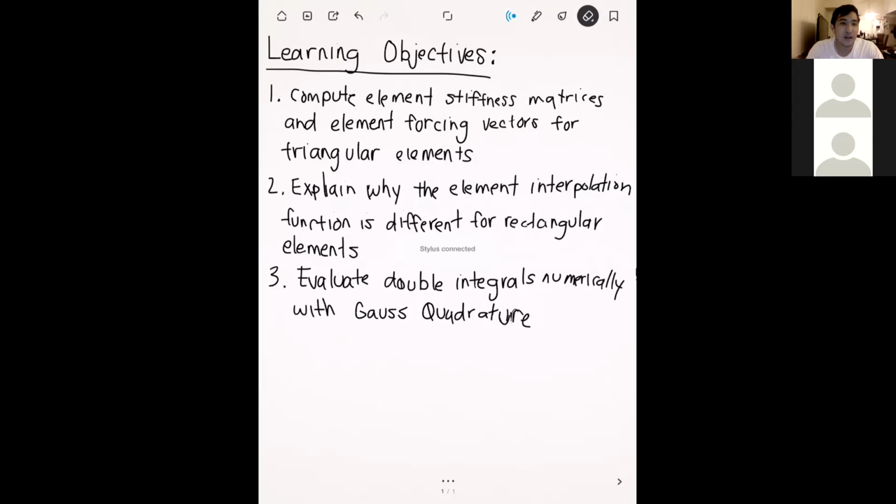Nice, that's good. Okay, so today the plan is we're going to continue our discussion of 2D finite elements. We're going to go over basically 2D heat conduction. We'll continue along with those notes.